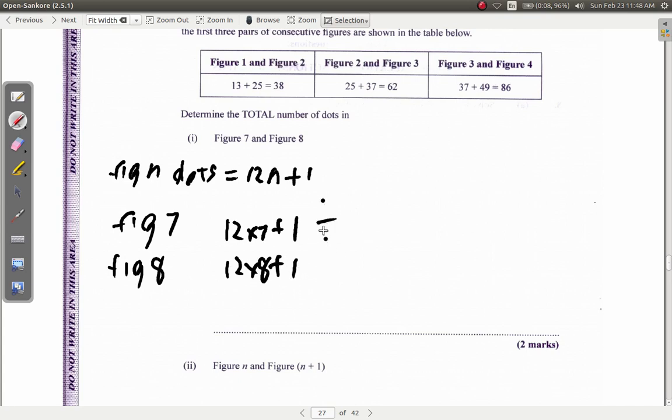Alright? So you add these. 12 7s 84 and 1 85. 12 8s 96 and 1 97. So the total number of dots in figure 7 and 8 would be 7, 8, 9, 10, 11, 12. That's 12. 7 and 5, 12. Bring down the 2. Carry 1. 9 and 8, 17 and 1, 18. 182. That would be 182 dots. Alright? 182.